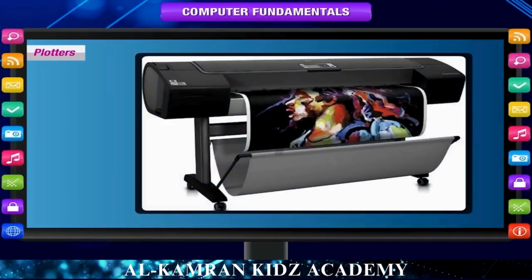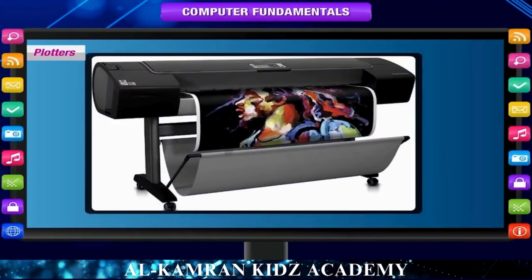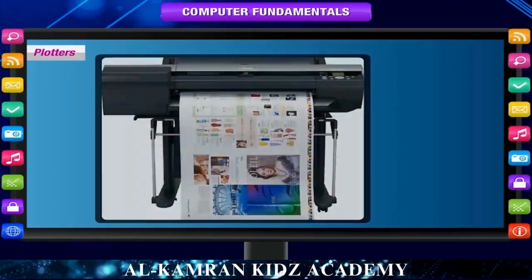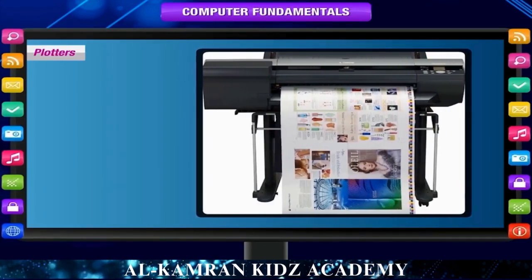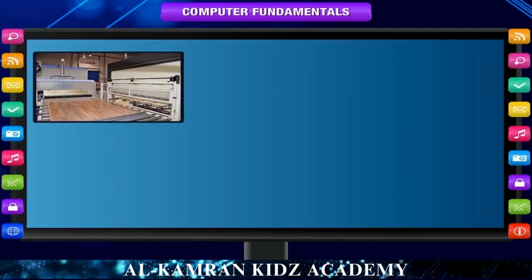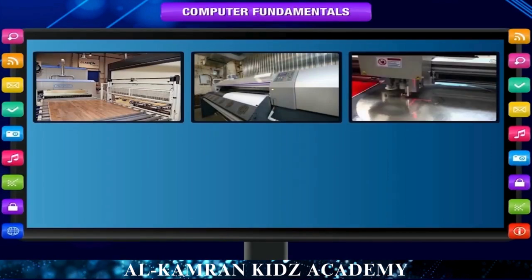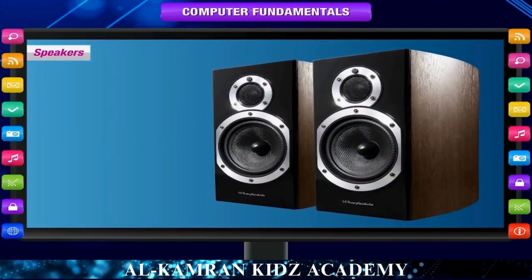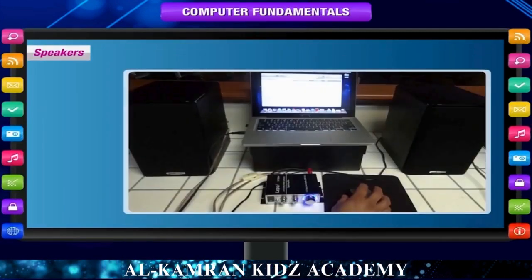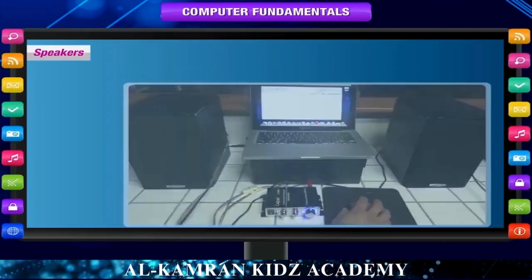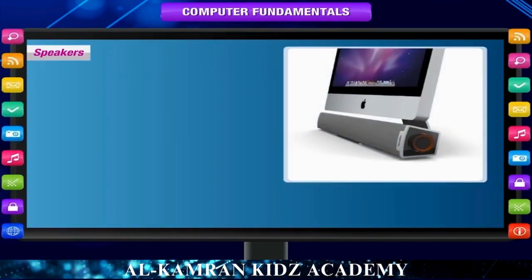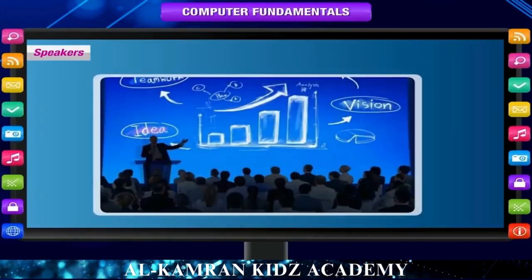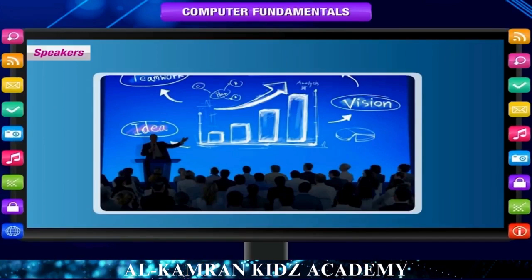Plotters. Plotters are much like printers and work on very large sheets of paper while maintaining high resolution. They can print on a wide variety of flat materials including plywood, aluminium, steel sheet, cardboard and plastic. Speakers. The speakers give you sound output from the computer. Some speakers are built into the computer and some are separate. You can listen to music as well as enhance your presentation by the use of audio output.